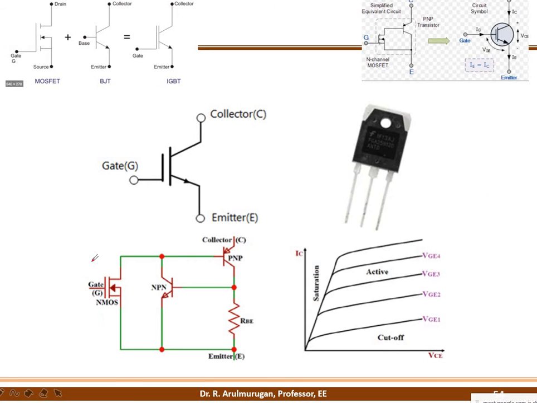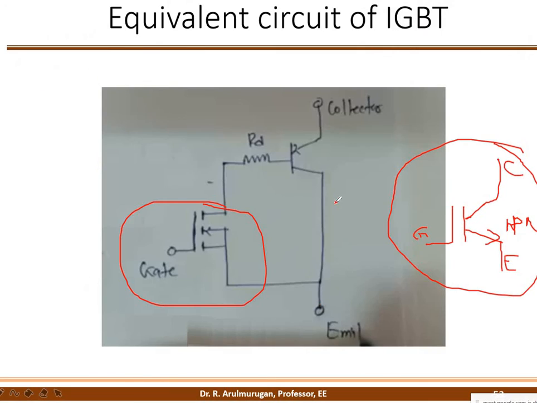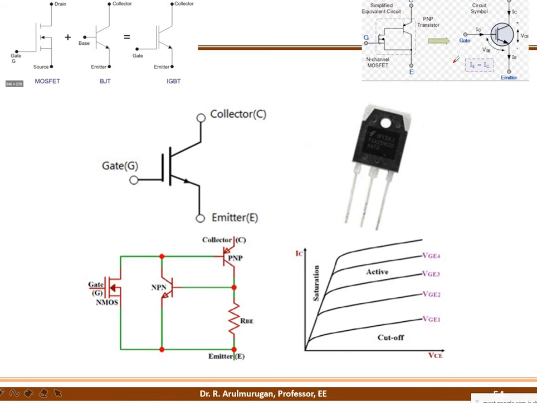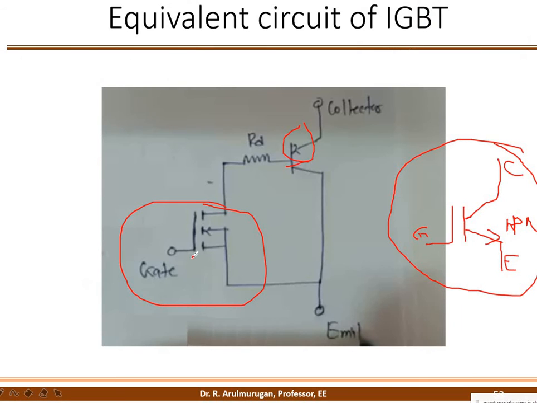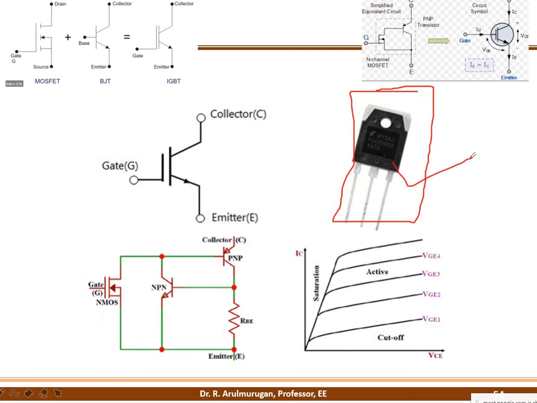Further, a question arises: why is the arrow mark on the collector terminal, and why should it not be on the emitter terminal? It is there because of the inside construction. Don't think of it as taking one MOSFET and one BJT and making the connection. It is developed inside the package, and finally the IGBT device comes out.